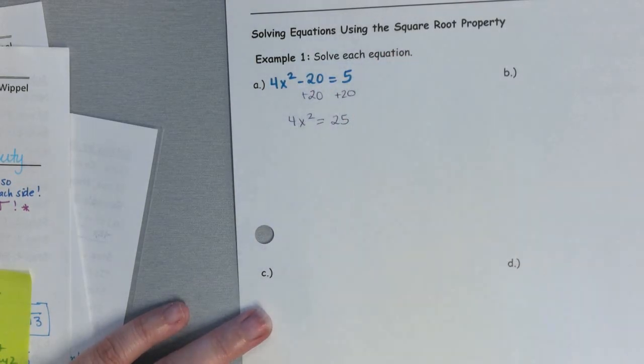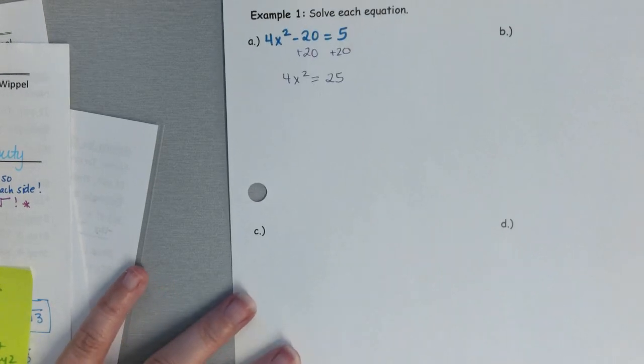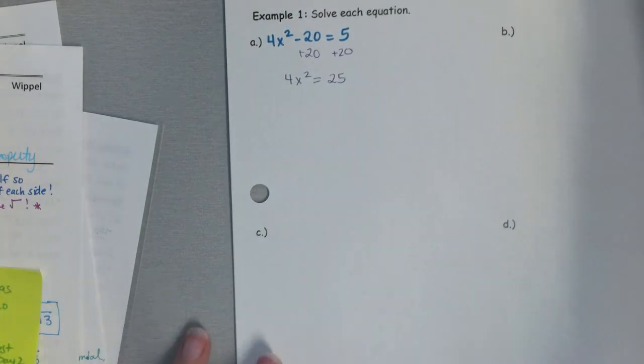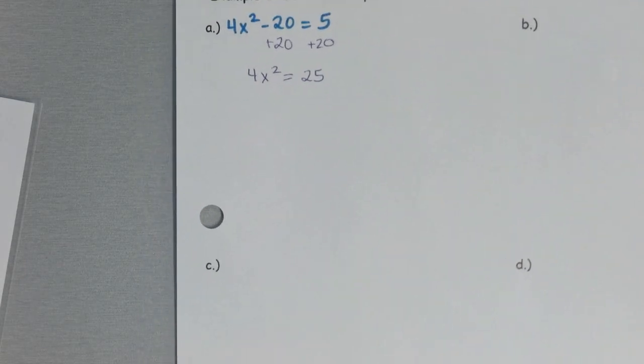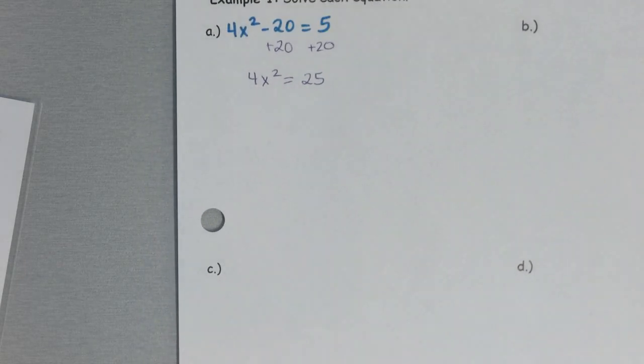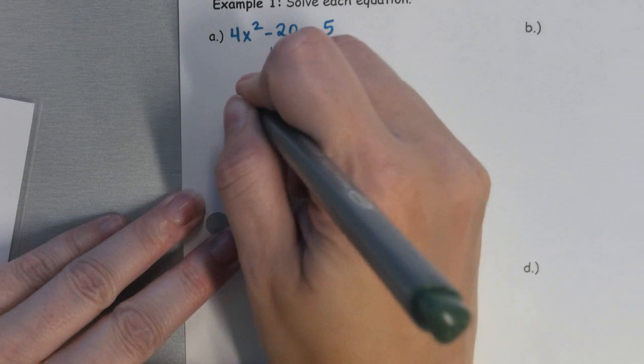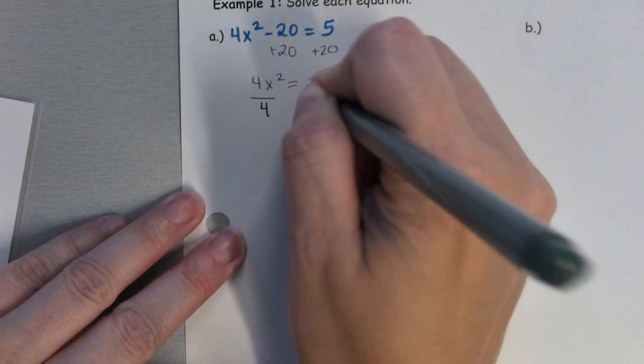25. Okay, Ashay, what do I do next? So I'm trying to get x squared by itself. Yep, by 4. Yep. So now we're going to divide both sides by 4.